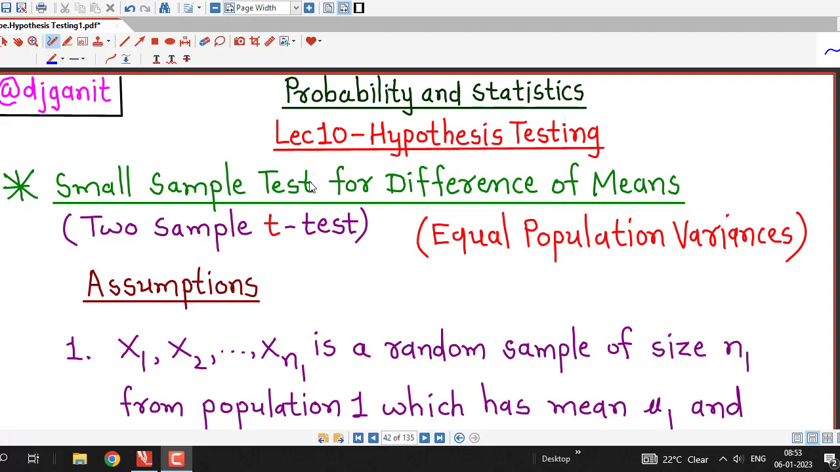Hello friends, I welcome you in lecture number 10 on hypothesis testing. In this lecture, we are going to discuss two sample t-test, or small sample test for difference of means.